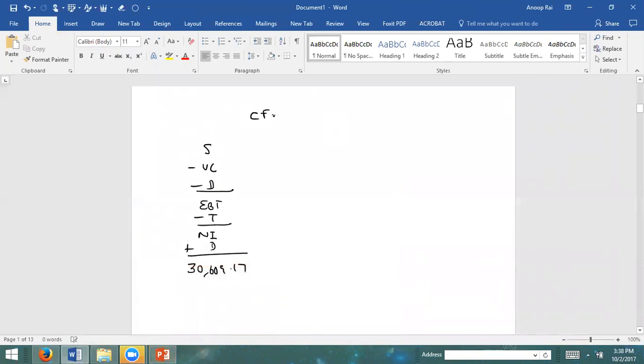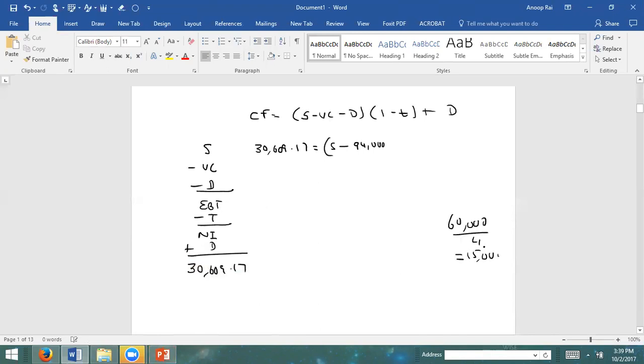Or you can write it the other way. That is, CF is equal to sales minus variable costs, minus depreciation, take away the taxes, add back the depreciation. This we know it should be 30,609.17. So now I should be able to calculate the minimum sales or revenues that I have to get in order to get this cash flow. So variable cost we already said was 94,000. Equipment depreciation, well, we know the equipment was 60,000, 4 years, so it'll be 15,000. So that's what your depreciation will be. So minus 15,000. Tax rate was 39, so 1 minus 0.39 is 0.61. And then we add back the depreciation.